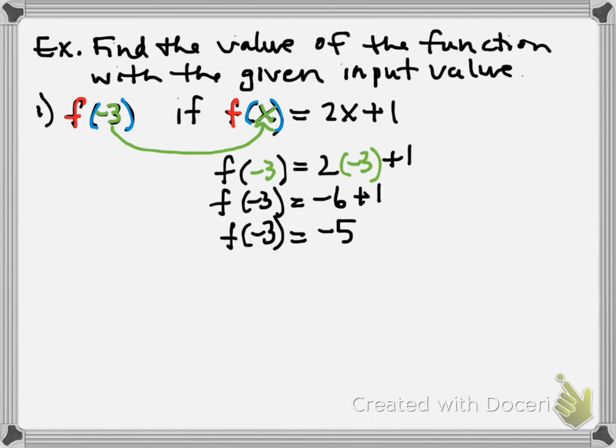So I write my answer as this equation, or this statement. The value of the function f at -3 is -5. And that's all I need to write, is the outcome. What did my function look like? Well, it had a -3 in for the x. What did I get out? I got the -5. Okay? So let's try another one.